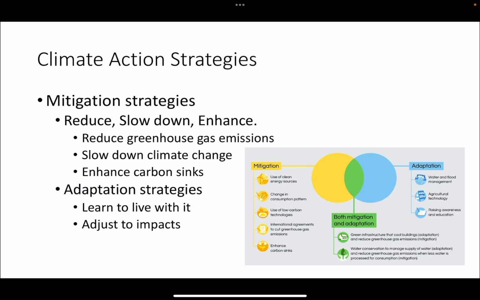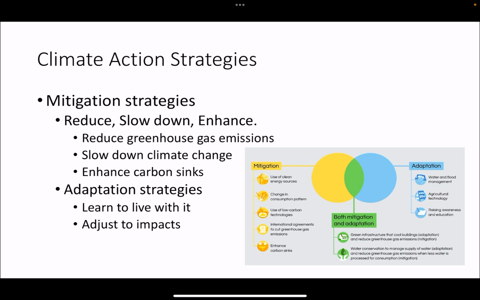Now, in terms of climate action strategies, there are two broad types of strategies that we're looking at. Okay, so you see a Venn diagram at the bottom left of this screen. I'll cover a little bit more about that in a moment, but largely you need to understand that there are two main types of strategies. Okay, there are mitigation strategies and then there are adaptation strategies.